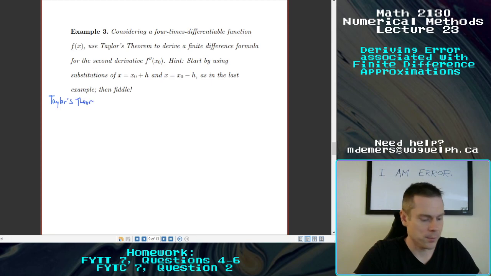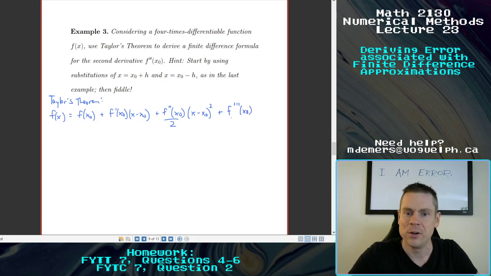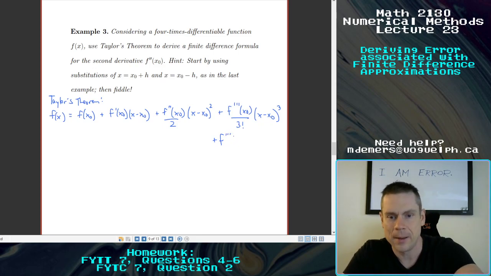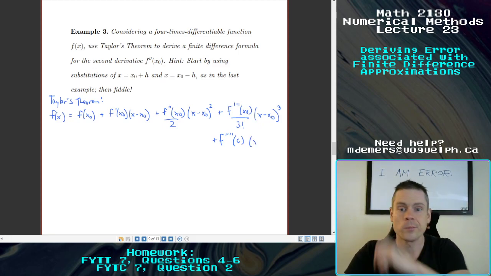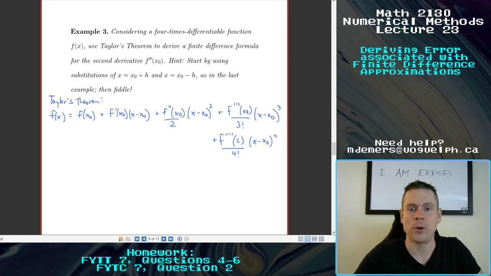So Taylor's theorem, I'll do the basic theorem in blue here. So we have f of x, 4 times differentiable seems a little bit nuts, but let's write it all out. f of x0 plus f prime of x0 times x minus x0, and then we have plus f double prime at x0 over 2 times x minus x0 squared plus f triple prime at x0 over 3 factorial times x minus x0 cubed, and I'll write a 4th order error term associated with this. So plus f fourth derivative evaluated at some c, times x minus x0 to the 4 over 4 factorial.